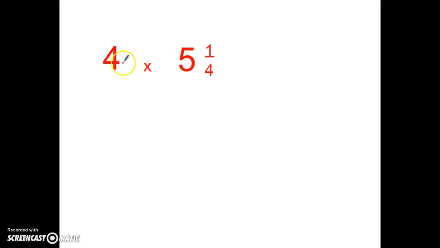And right away I see people go, well, there's not anything over here. So what I'm really going to do on this one is just go 4 is the same as 4 over 1 times this one. I'm going to have a 4 for a denominator still. 4 times 5 is 20. 20 plus 1 is 21/4.